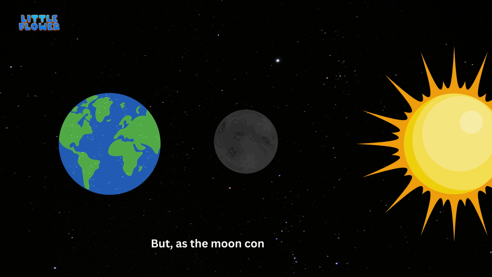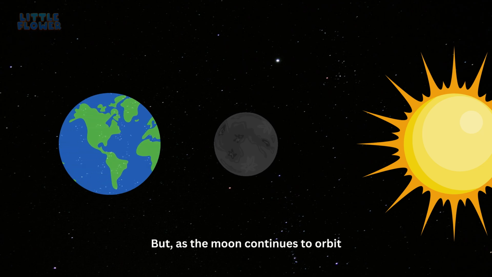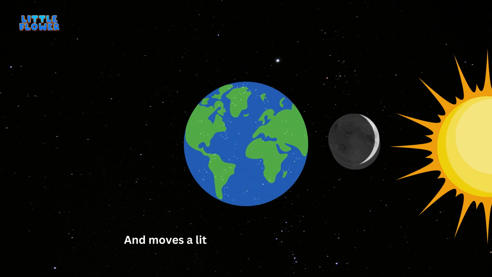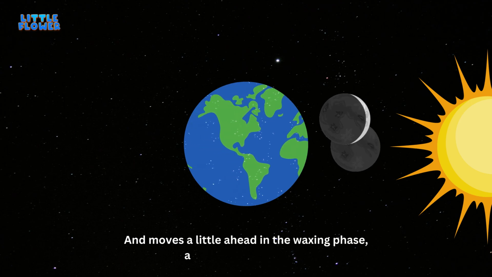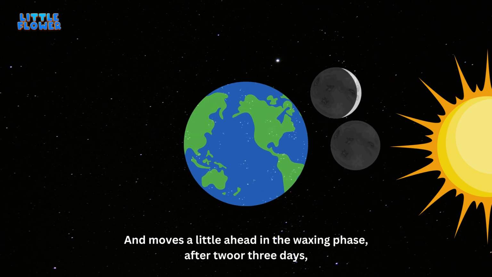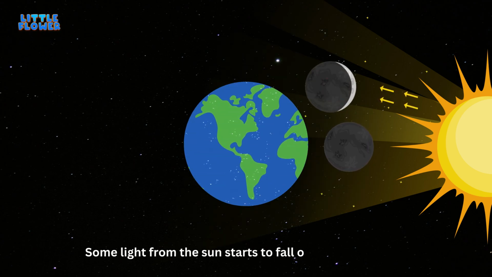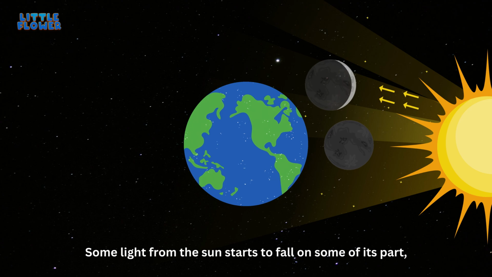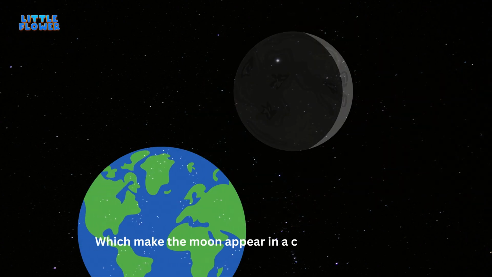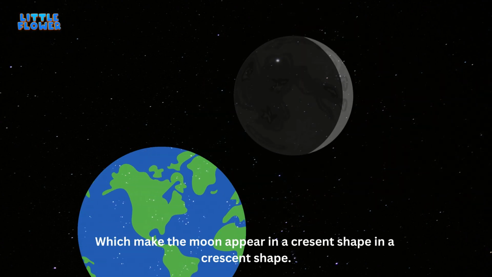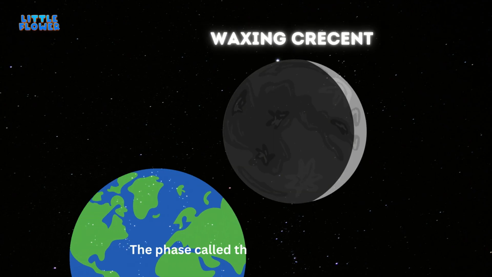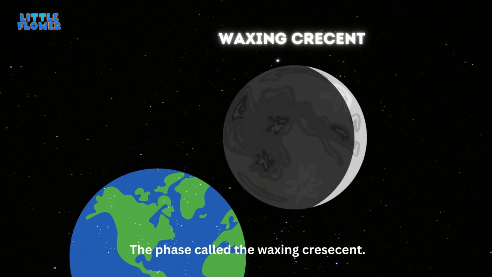But as the moon continues to orbit and moves a little ahead in the waxing phase, after 2 to 3 days, some light from the sun starts to fall on some of its parts, which makes the moon appear in a crescent shape. This phase is called the waxing crescent.